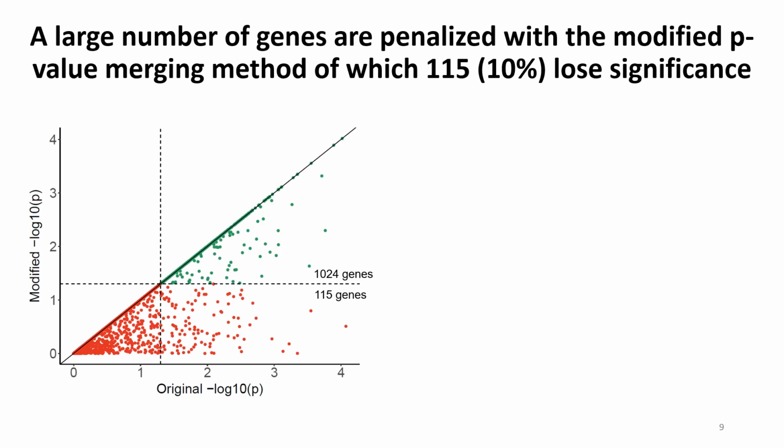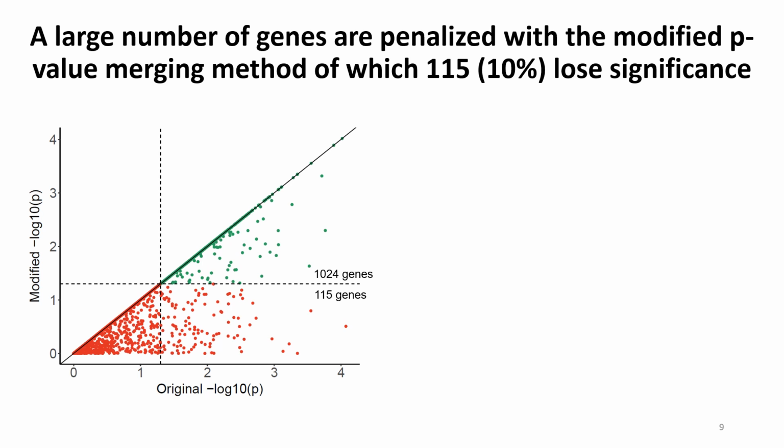115 genes lose significance when direction is accounted for. If we examine the plot on the left, this line plot, we can see that the x-axis has the original merged p-values when direction is not accounted for, and the y-axis is the modified merged p-value when direction is accounted for. Individual dots are genes, and if they fall along this line, they are not penalized because direction is consistent. And if they fall under this line, they are penalized.